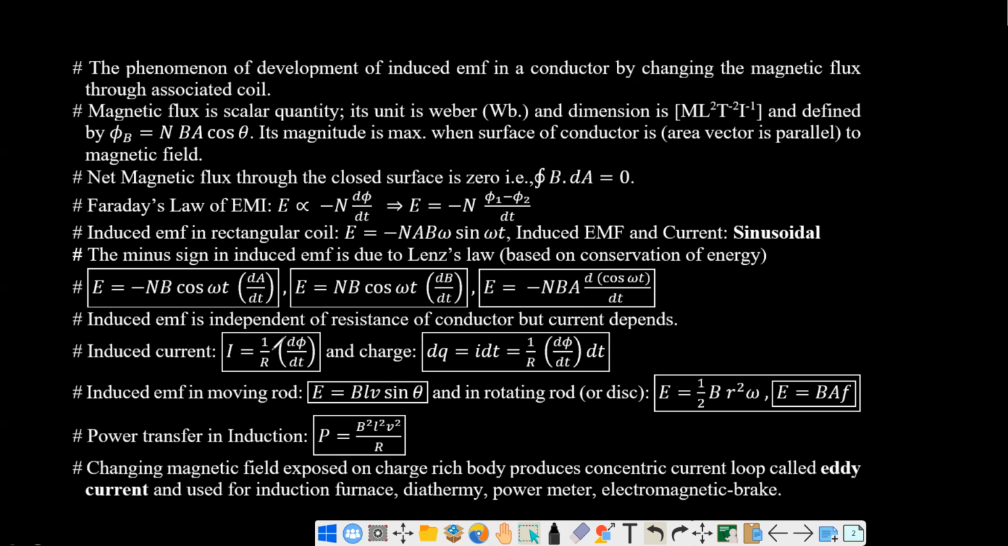So once you get the induced EMF, you can easily get the value of the current. And be careful, this induced EMF is independent of resistance. So whatever the resistance of the coil in which we produce EMF, the magnitude of EMF does not change, but it affects the current because your current will be affected by the resistance. That's why this is another promising question. Induced EMF is always independent of the resistance of the conductor.